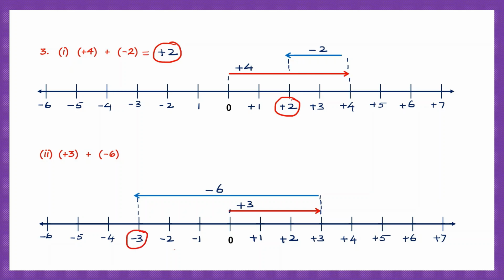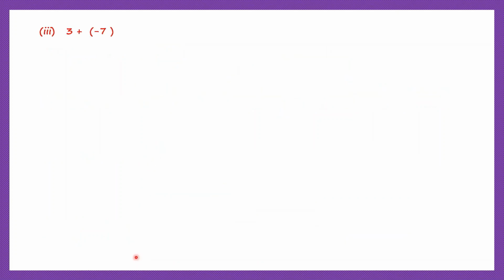So let's write our answer here. Here it is minus 3. So here also look at the question. Can you see two different signs? When signs are different, put the sign of the bigger number. We put minus and subtract. 6 minus 3 is 3. So here we got minus 3. On our number line also we got minus 3.